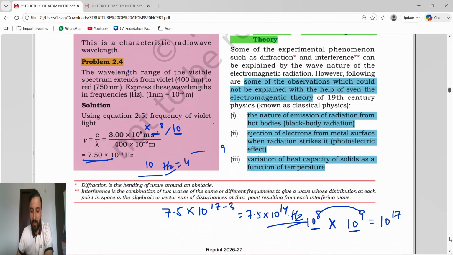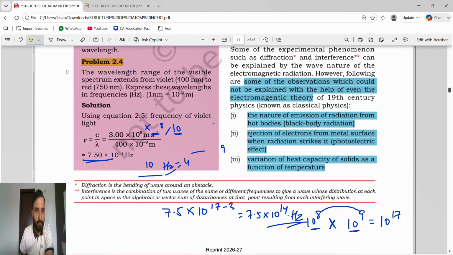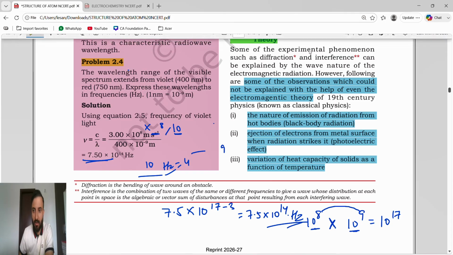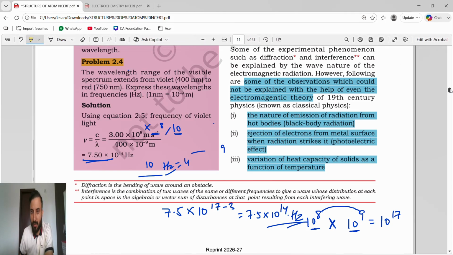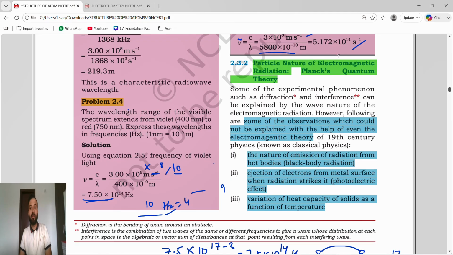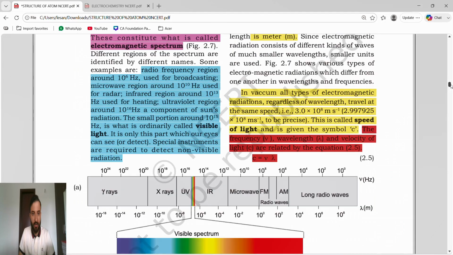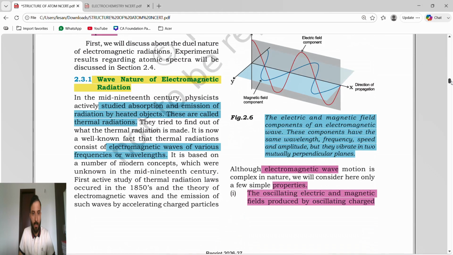Now guys, we will come to the next part. The next part we will see is the particle nature of electromagnetic radiation. Now we have seen the wave nature. See guys, till here what we learned is the wave nature of electromagnetic radiation.